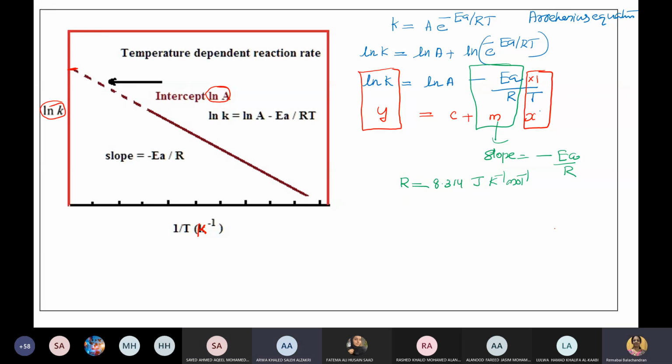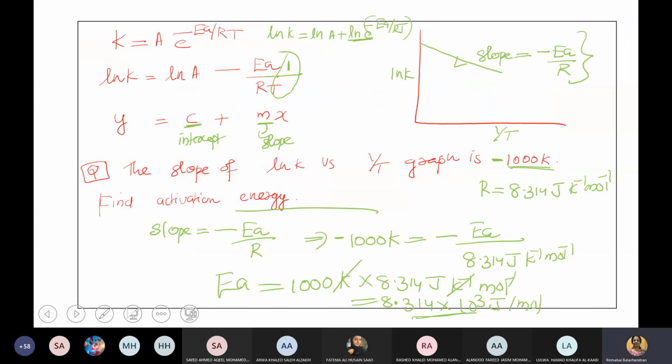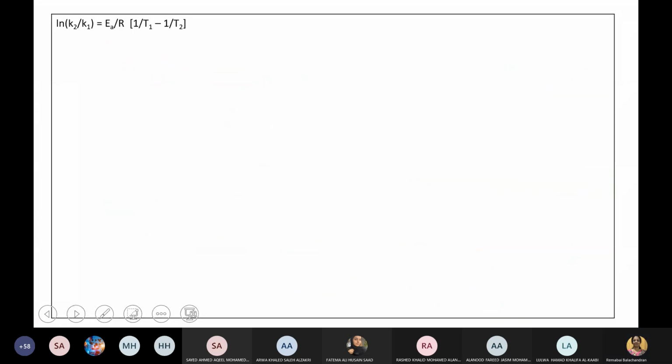Yes. This is okay. The y-intercept is not this one. This graph, it is showing the wrong thing. This is the y-intercept, okay? Intercept ln A. This is the same thing.